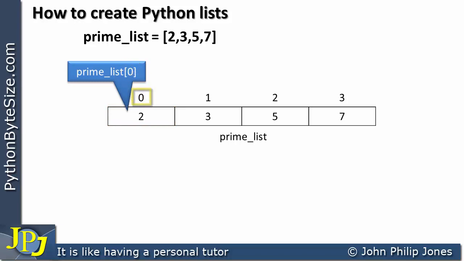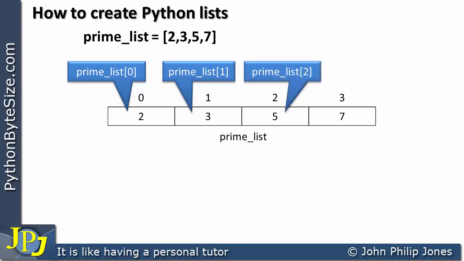If I have a look at the next element, you can see that's got the name prime_list, but in brackets it's got the 1. And likewise, if I go on and look at the remaining 2 elements in the list, we can see that this one is prime_list[2], because that 2 is obviously the index. And here you can see we're going to have prime_list[3], because 3 is the index.